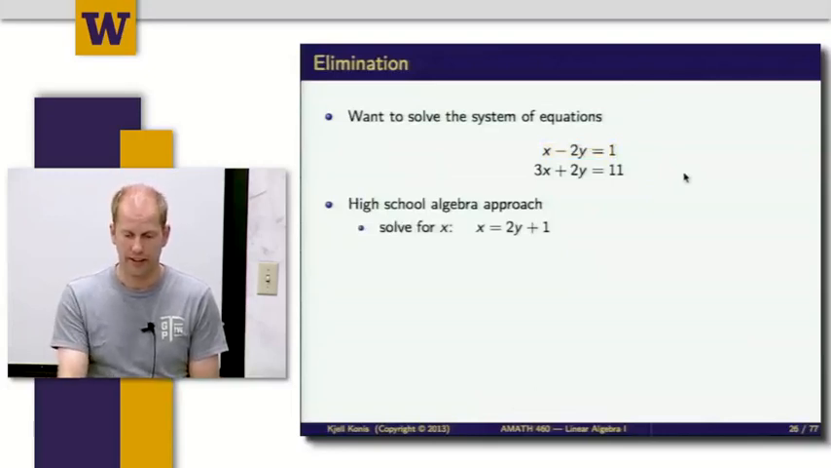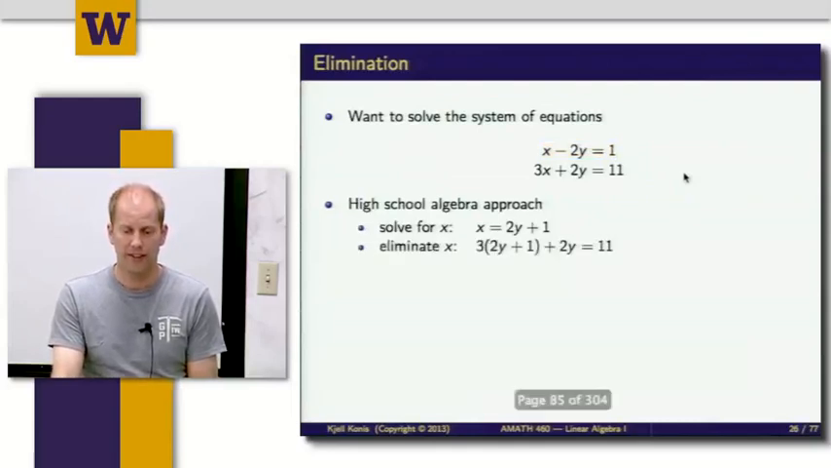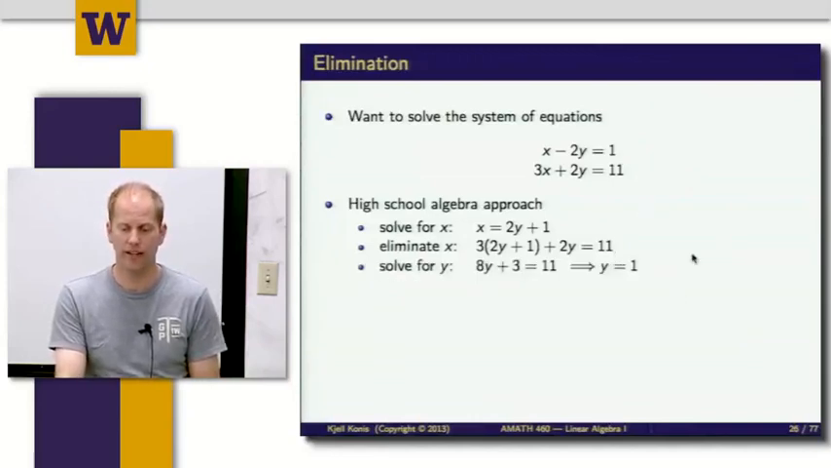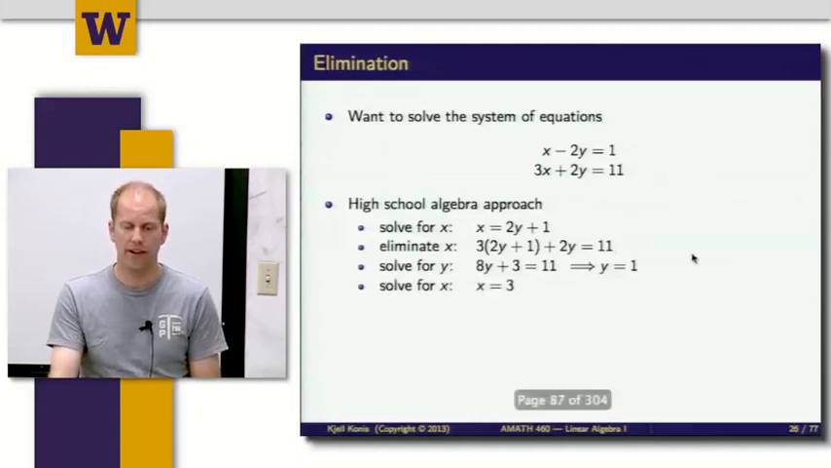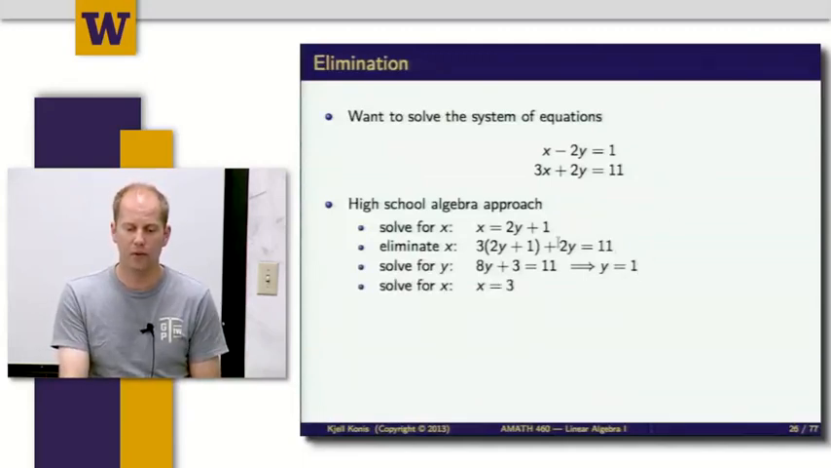So let's see. I did that. x is equal to 2y plus 1. Then I substitute that 2y plus 1 into the second equation. I solve for y, and I get y equals 1. And then I plug this y equals 1 back into my first equation, and that gives me x equals 3. So I end up with the point (3, 1), or the vector (3, 1), being the intersection of these two lines.